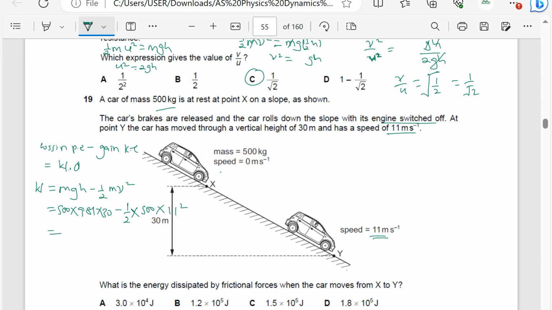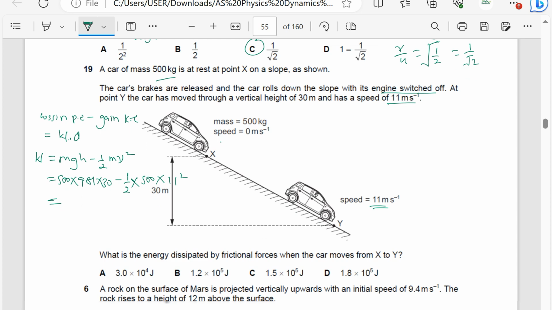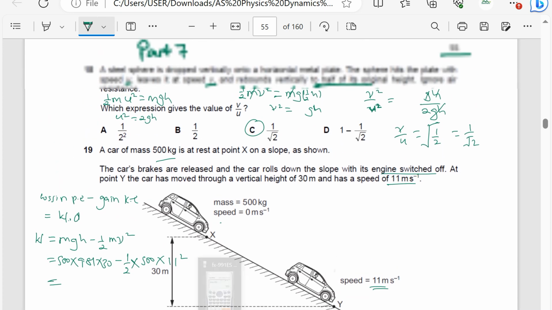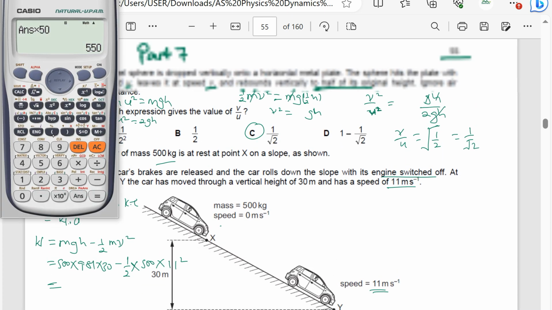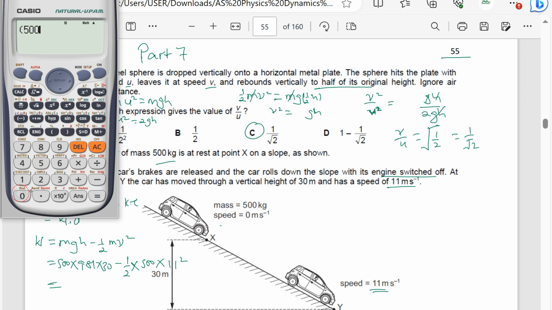So I'll just get the work done by subtracting these two values. This is going to be equal to, open brackets, 500 times 9.81 times 30, minus 0.5 for a half, times 500 times 11 squared. I must have answered this question under work, energy, and power.